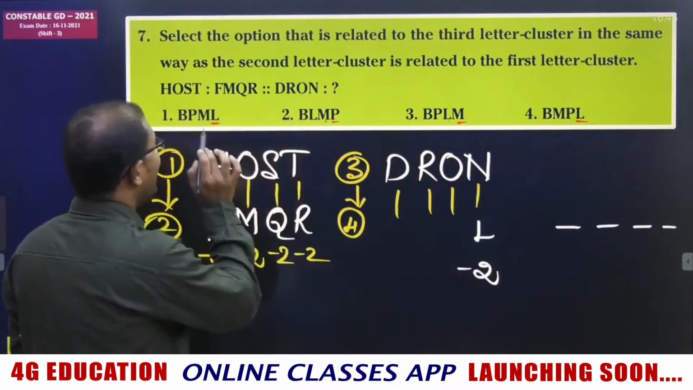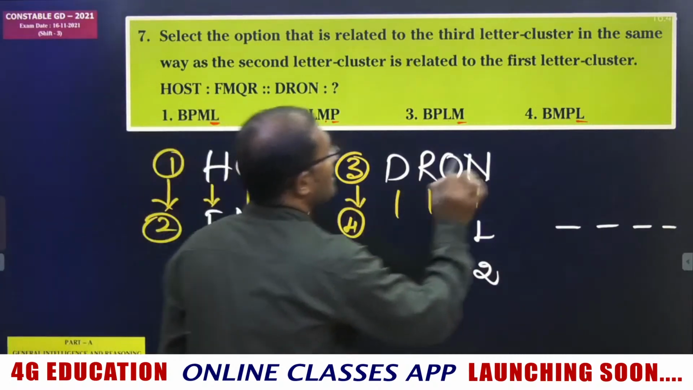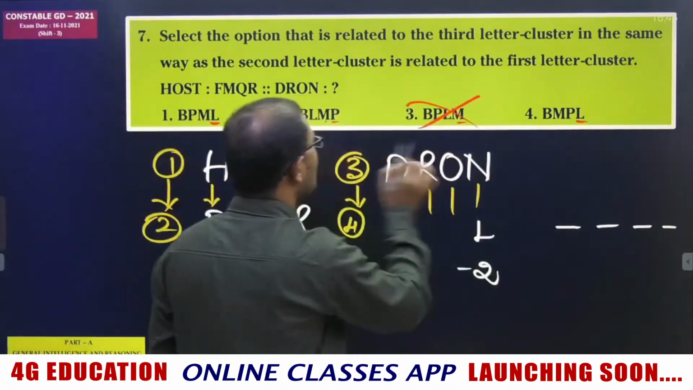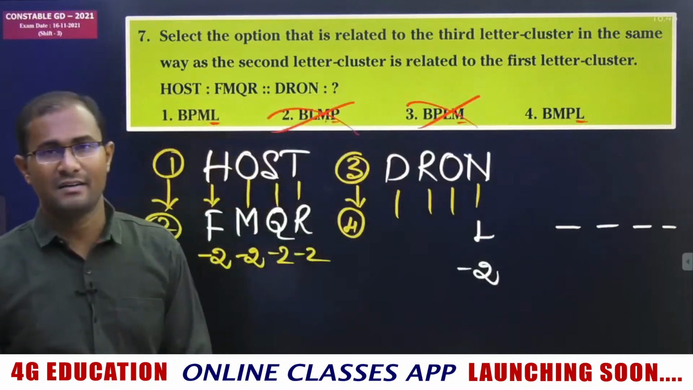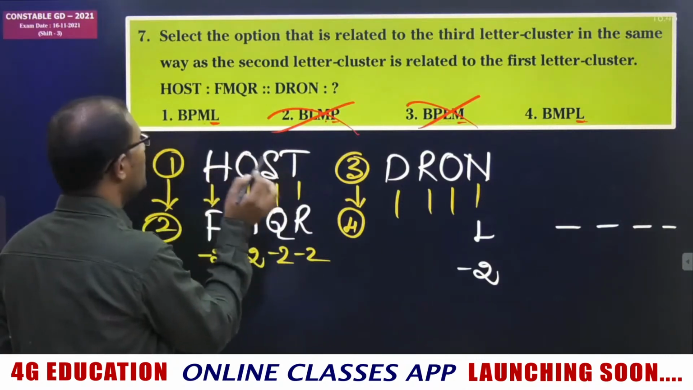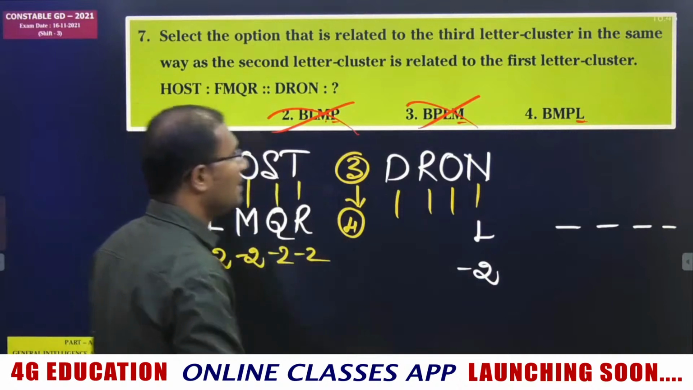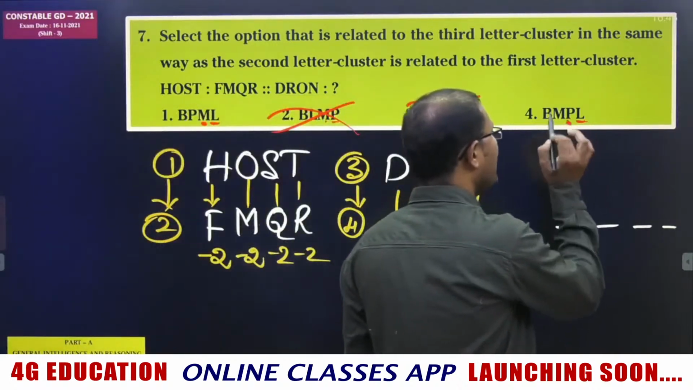Now how many options have the letter L in the last place? The first option and the fourth option. It means the third option and second option are eliminated. Now in these 2 options, also try to find out the different letter. If you see the second letter from the right hand side, it is M here, and the second letter from the right hand side, it is P.